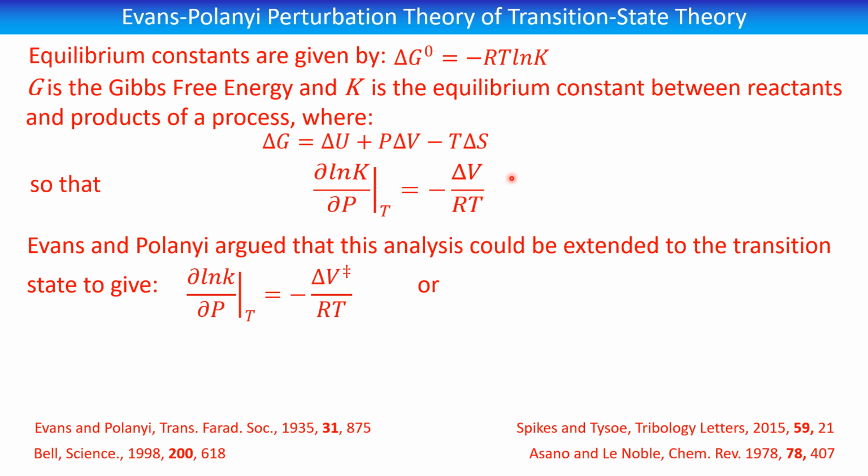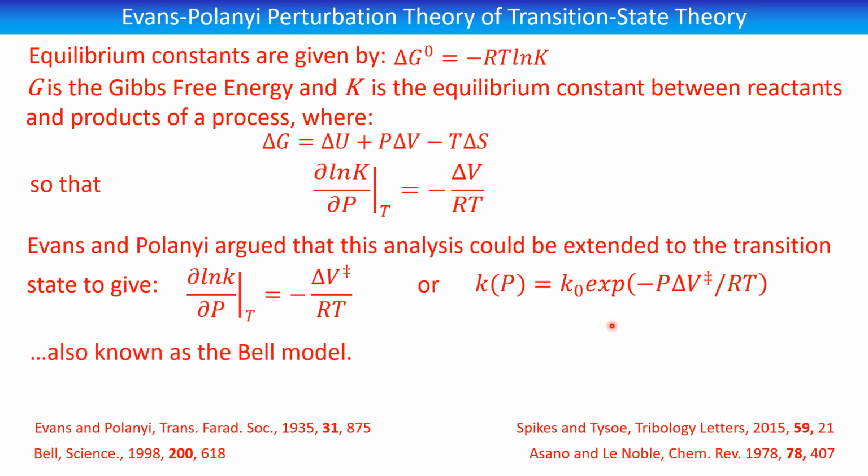Evans-Polanyi argued that you could extend this analysis using the concept that the rate depending on the equilibrium between the initial state and the transition state, using an analogous equation that then predicts that the rate constant depends on the pressure according to this equation. This is known as the Bell model in chemistry, and the delta V dagger is the activation volume.